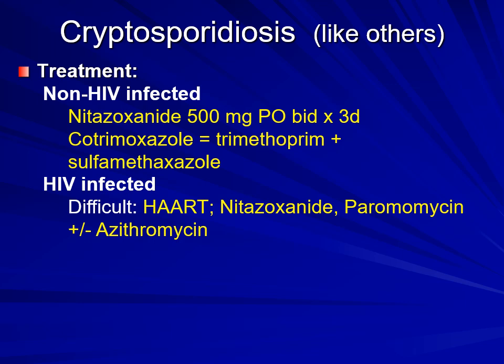Treatment for cryptosporidiosis differs between non-HIV infected and HIV infected patients. While non-HIV infected patients can be treated with nitazoxanide or cotrimoxazole, HIV infected patients can be treated, in addition to these drugs, with HAART therapy plus or minus azithromycin.